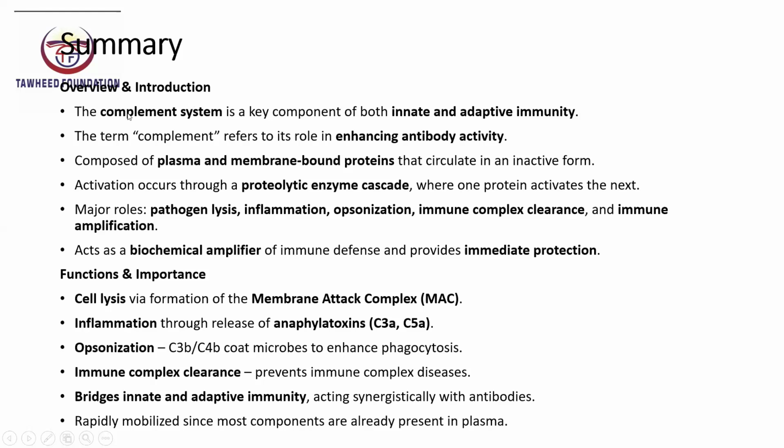The complement system is a key component of both innate as well as adaptive immunity. The term complement refers to its role in enhancing antibody activity. It is composed of plasma and membrane-bound proteins that circulate in an inactive form. Activation occurs through a proteolytic enzyme cascade where one protein activates the next. Major roles: pathogen lysis, inflammation, opsonization, immune complex clearance, and immune amplification. It acts as a biochemical amplifier of immune defense and provides immediate protection.